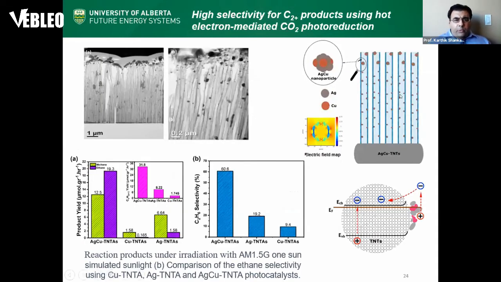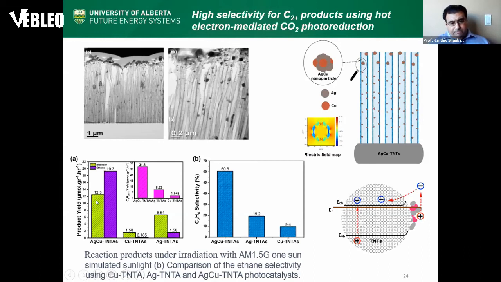One more very interesting achievement that I would like to share with you is that in the same periodically modulated titanium dioxide nanotube architecture, but without the photonic crystal modulation, when we now decorated or infiltrated it with bimetallic silver copper nanoparticles, we saw something even more interesting. We saw the preferential production of ethane.